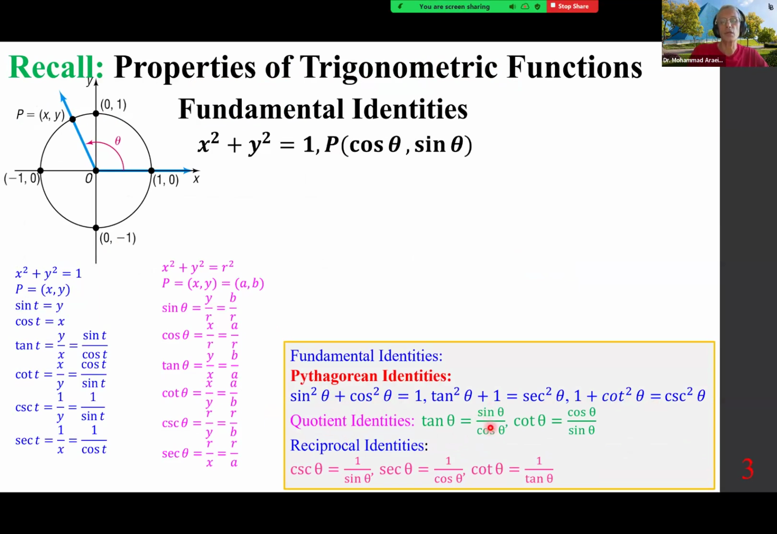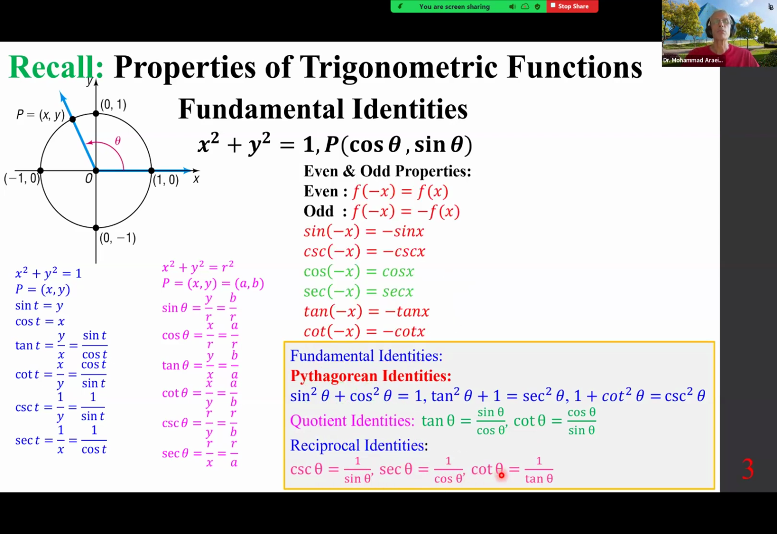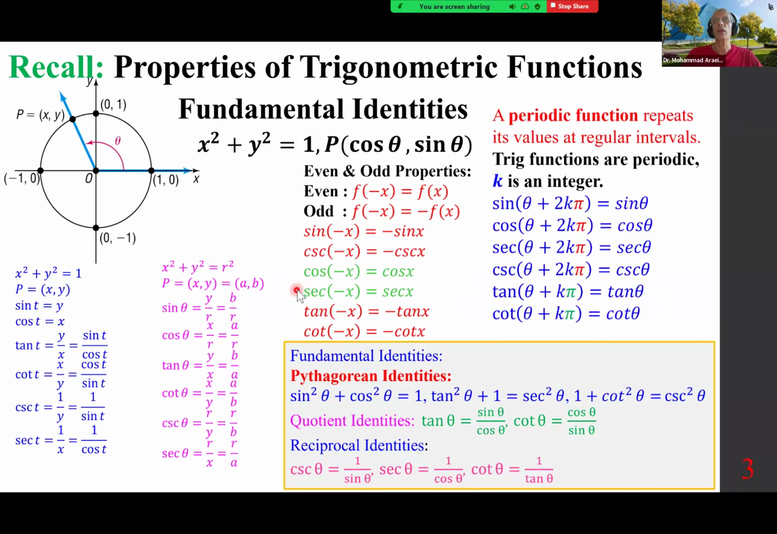Quotient identities, tan theta is sine over cosine, cotangent is cosine over sine. Reciprocal identities, cosecant is 1 over sine, secant is 1 over cosine, cotangent is 1 over tangent. Even and odd, f of minus x equals f of x is even, f of minus x equals minus f of x is an odd function. All trigonometric functions are odd except cosine and therefore secant. A periodic function repeats its value at regular intervals. Trig functions are periodic, k is an integer, and the period for all of them is 2 pi except tangent, which is pi, and therefore cotangent.